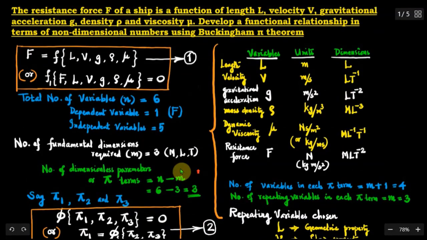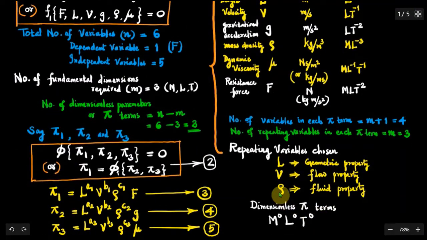So out of the 6 variables in all, now we have to choose the repeating variables. In order to choose the repeating variables in each pi term, pi 1, pi 2 and pi 3, we have to consider a certain criteria. This is regarded as a thumb rule for it. So for repeating variables, the essential thing is, normally we choose one property as a geometric property and one variable as a flow property, and the third variable as the fluid property.